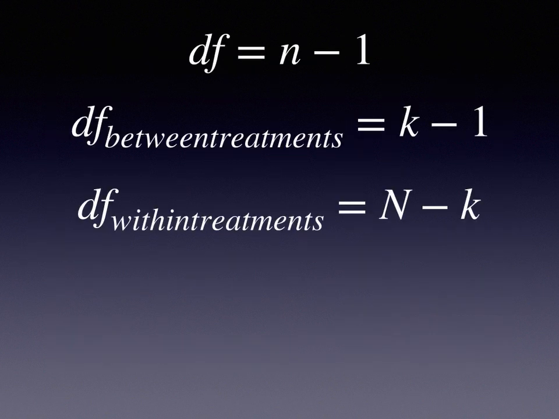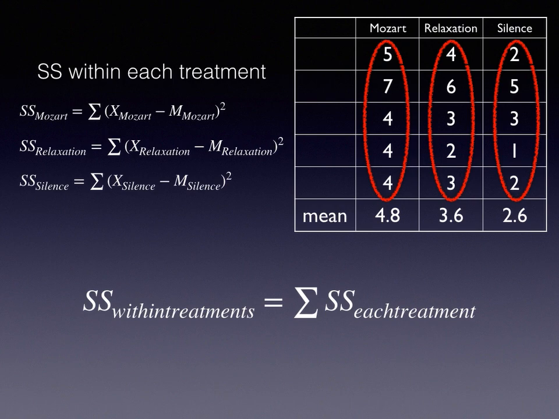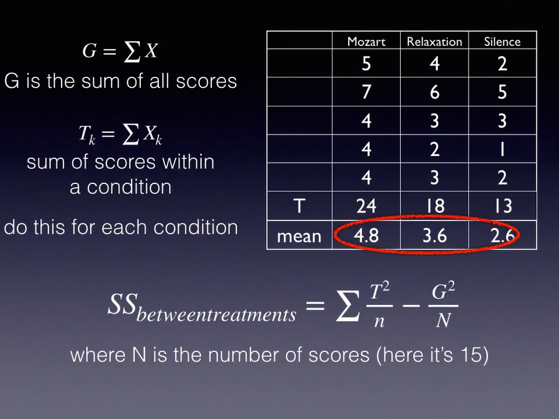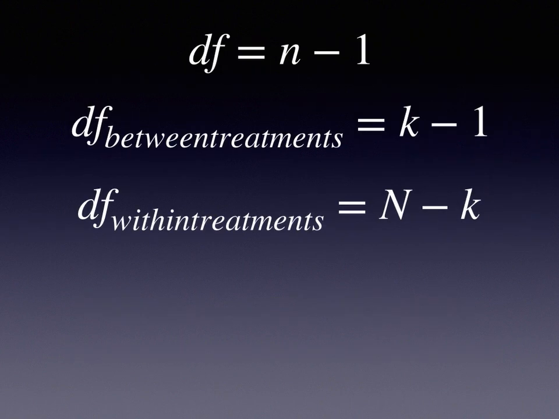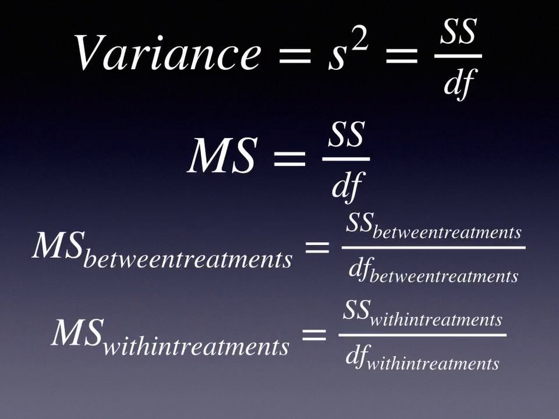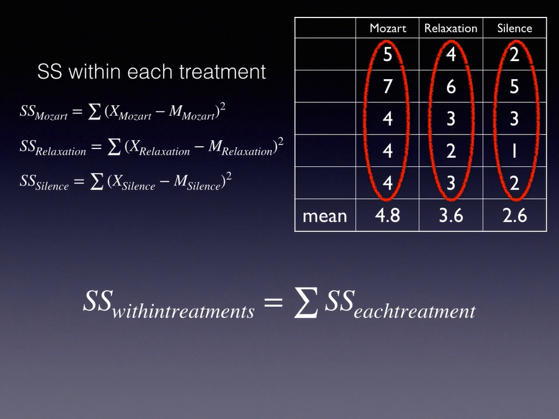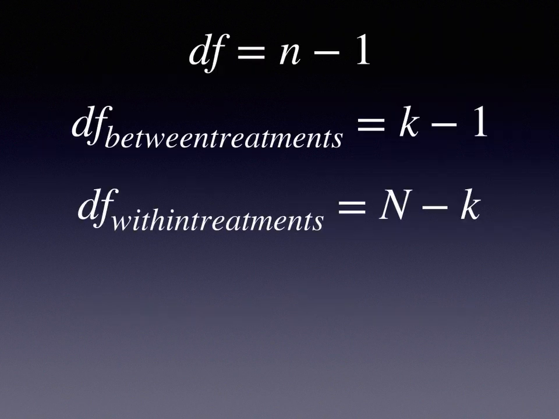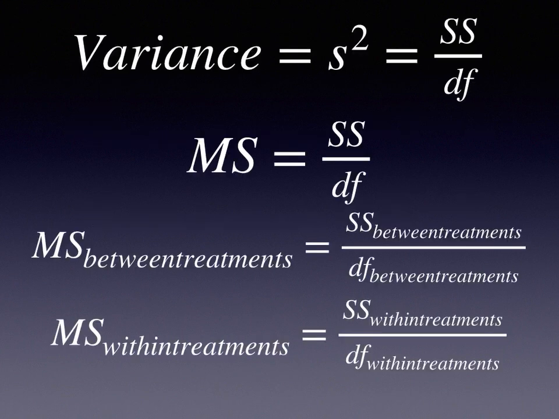So we've already got between treatments sum of squares. Now we divide by between treatments degrees of freedom to get between treatments mean squared. Similarly, we computed sum of squares within treatments like so, and we divide by the degrees of freedom within treatments that we calculate as big N minus K to get within treatments mean squared.